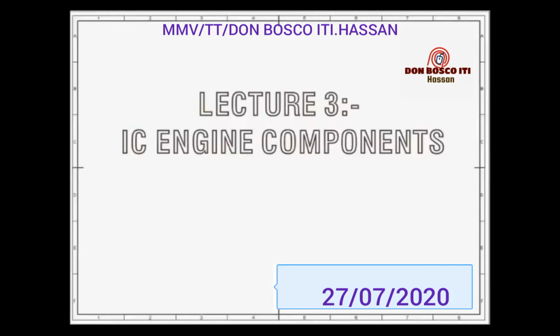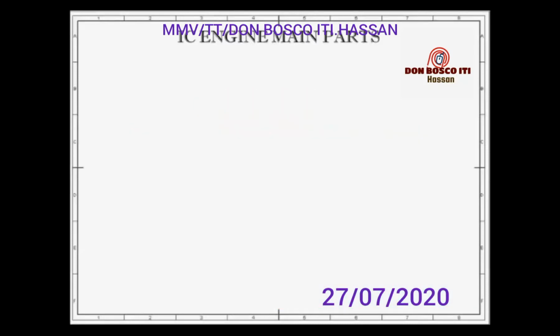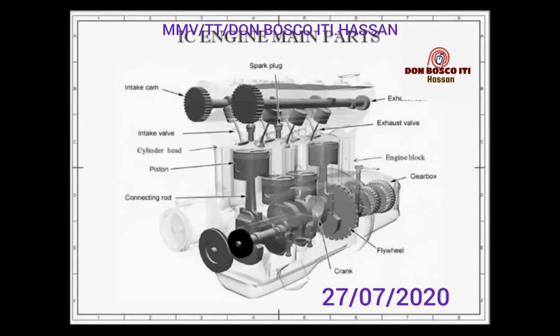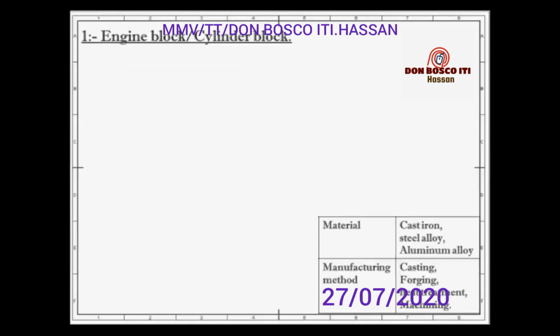The main parts which I am going to explain today are cylinder block, cylinder head, piston, connecting rod, crankcase, spark plug, injector, valves, manifold, flywheel, camshaft and crankshaft. Let us start with the first component, that is cylinder block.